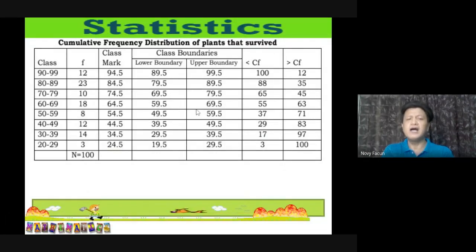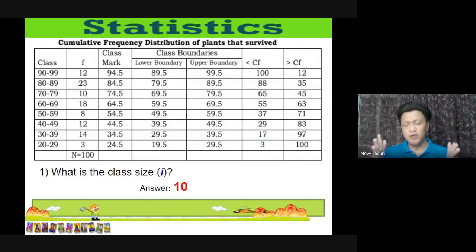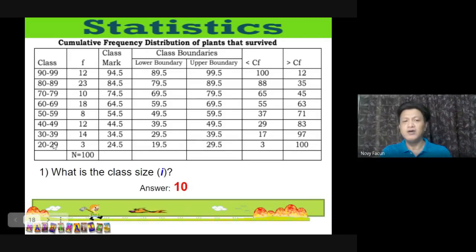We are going to answer the given question based on the cumulative frequency distribution of plants that survive. Okay, so number one, what is the class size? Okay, so the answer is 10. Kung sinabi natin class size, ito po yung kung ilang numbers doon sa class interval. There are 10. Kung mapapansin nyo, habang tumataas ako dyan, 20, 30, 40, 50, nagpa-plus 10 ako. Kaya yung class size natin.